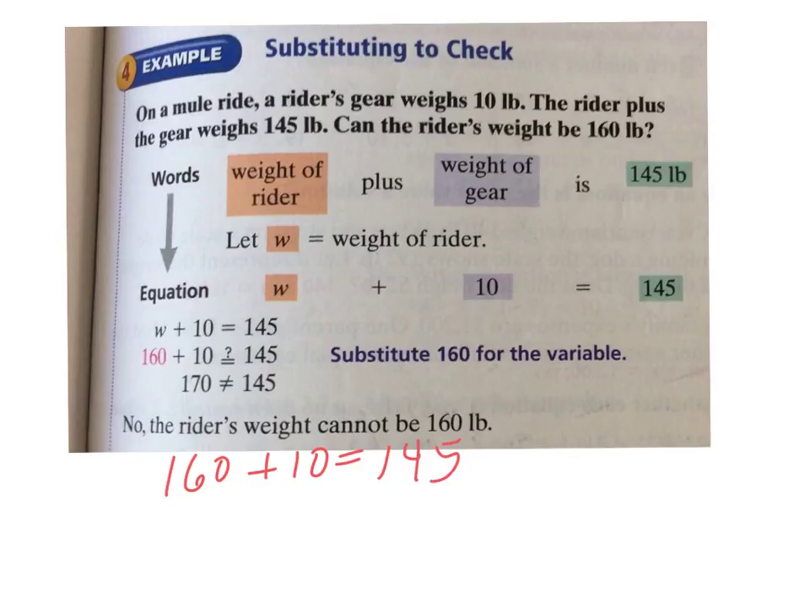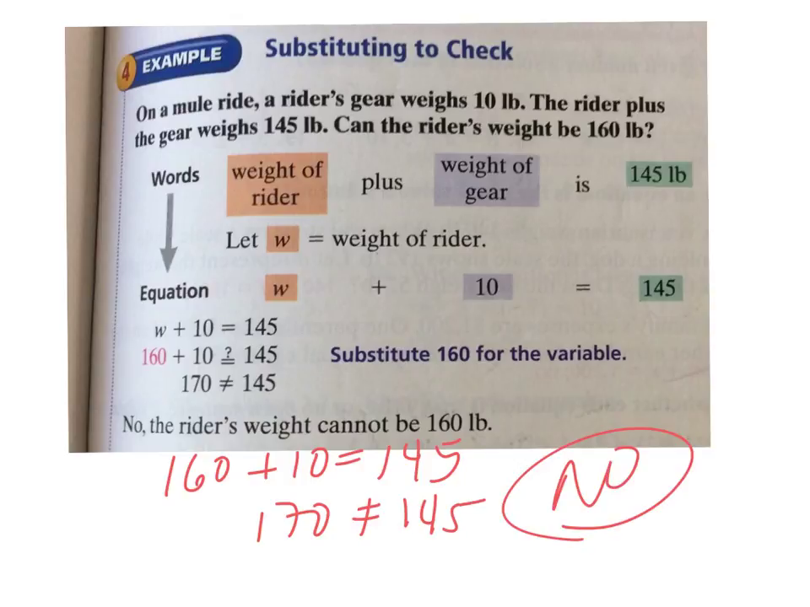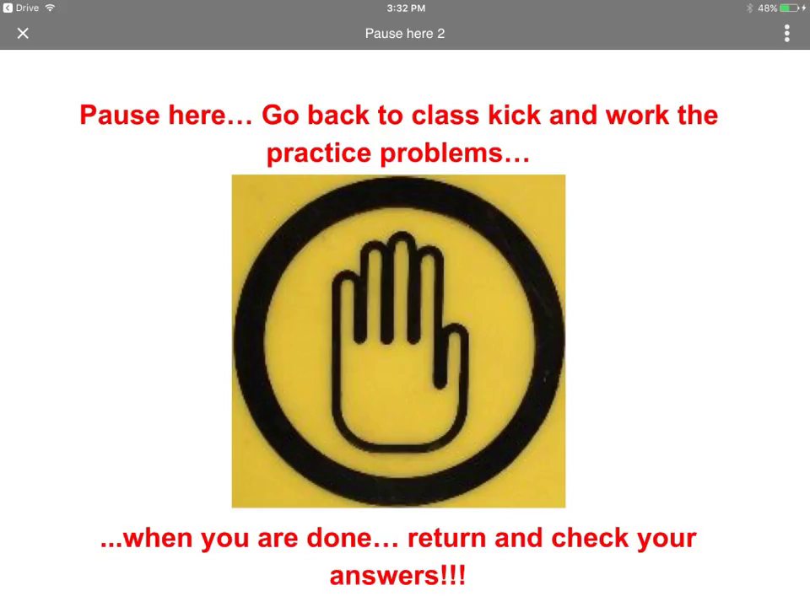Well, no. No, not at all. In fact, it's going to be 135, right? We can figure that out in our heads. So we know that 170 does not equal 145. So we're going to say no, he can't be 160. Doesn't make any sense. Pause, go ahead and head into class kick, and your turn.